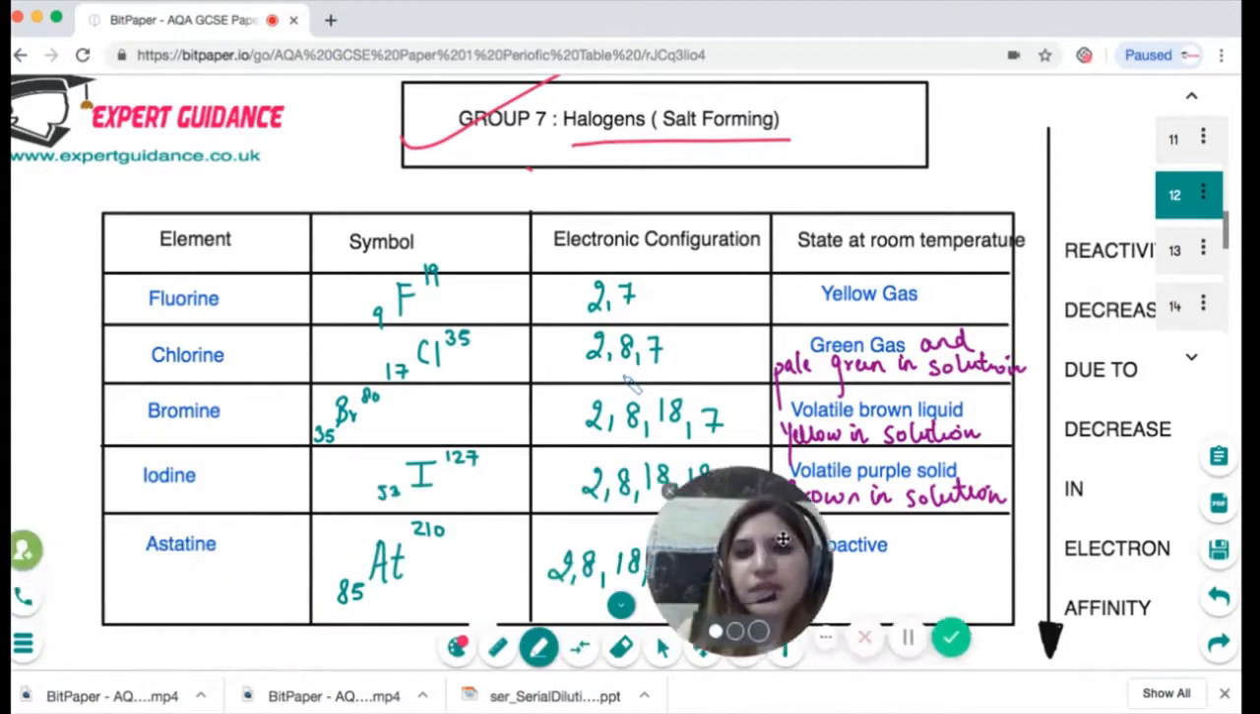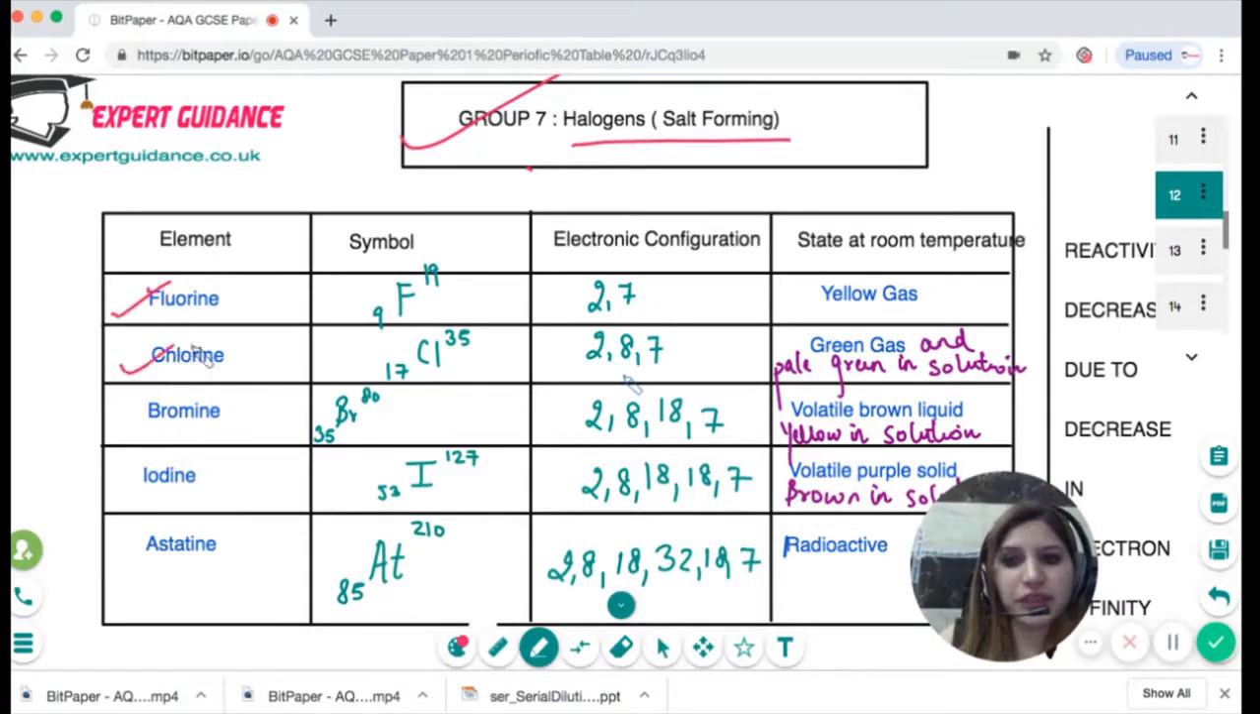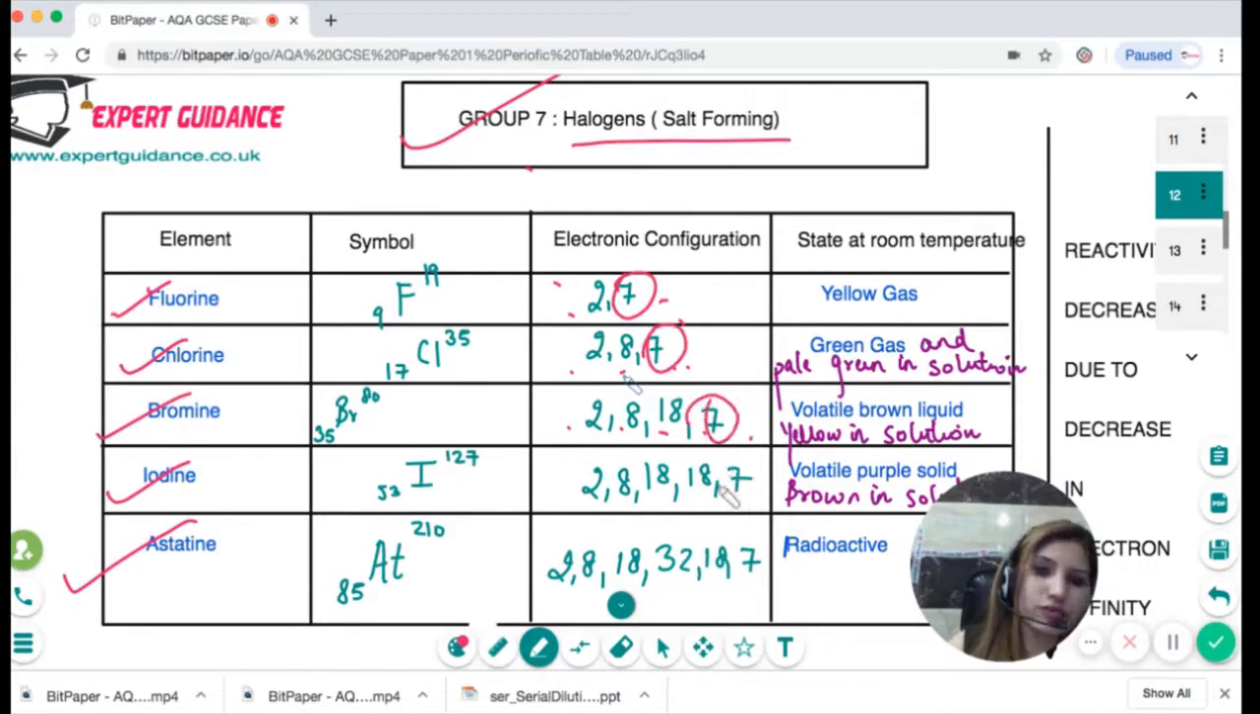The members of the halogens are fluorine, chlorine, bromine, iodine, and astatine. Electronic configurations: 2,7; 2,8,7; 2,8,18,7; 2,8,18,18,7; 2,8,18,32,18,7. So you can see all of them have 7 electrons in the outermost shell.